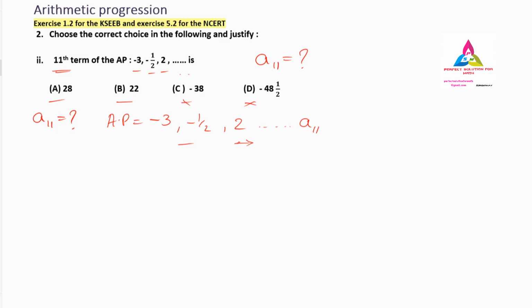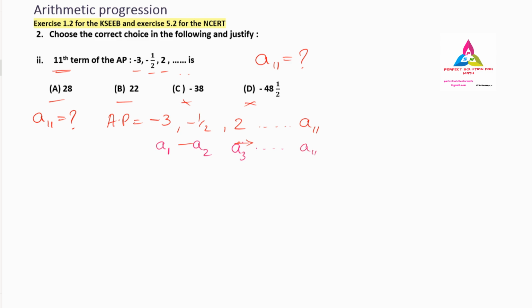So when a question is given, we have to see that question correctly, because in the exam they will not give you more time. Quickly you have to answer, so you have to use your brain. As usual, the first term is minus 3, so that is A1, minus half is A2, 2 is the third term, and so on, and we have to find the 11th term.